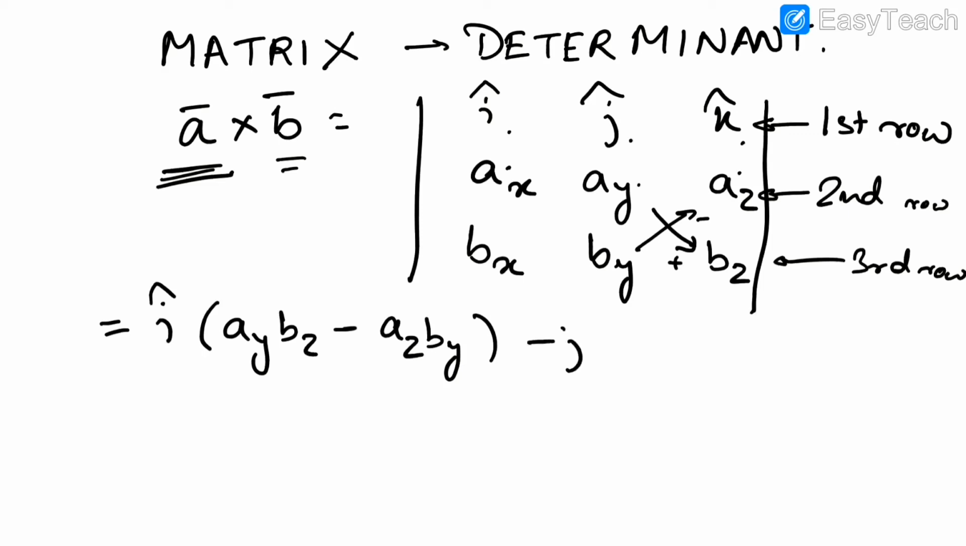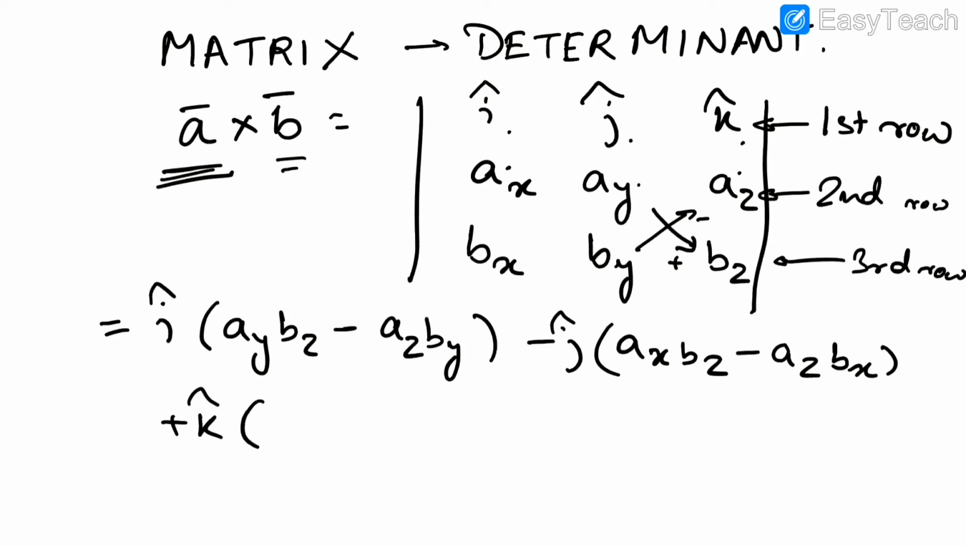Then second is minus J cap AX BZ minus AZ BX. Just hide the Y components and go in the similar fashion for the left hand column and the right hand column. Then plus K cap AX BY minus AY BX. So this is the final result or the final vector.